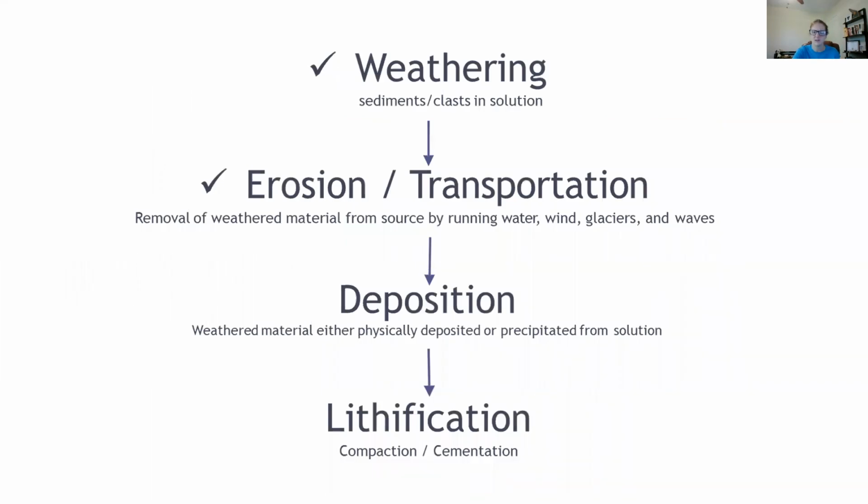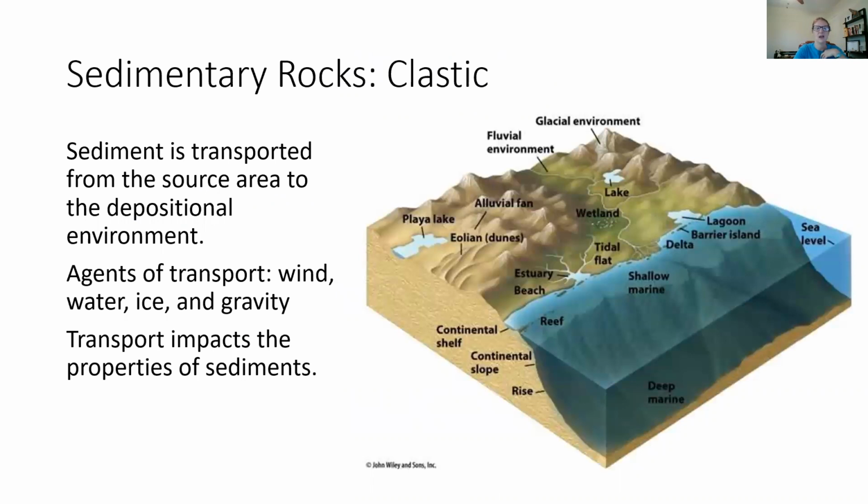So how are clastic sedimentary rocks created? Well, we've talked about weathering, which is the breaking down of that material. We've started talking about erosion, the transportation of that material. We're going to talk about that more. And then we're going to get to deposition and lithification, right? How the rock is actually created. So sediment is transported from a source area to a depositional area, right? That means that wherever the weathering occurs, wherever those rocks and minerals break down, they then have to be eroded and transported somewhere else before they form another rock. So they can be transported by wind, water, ice, and gravity.